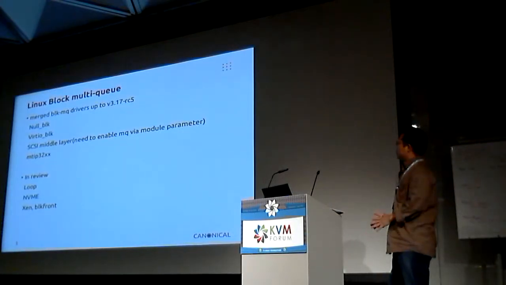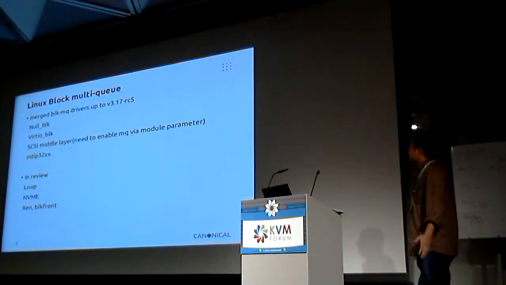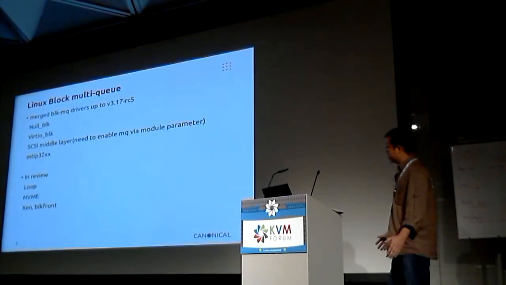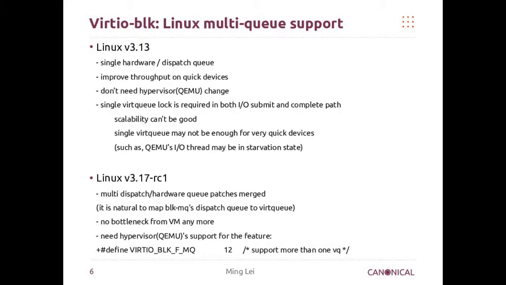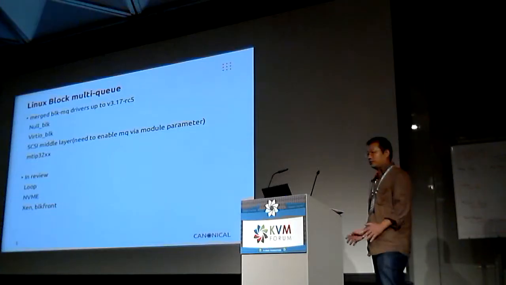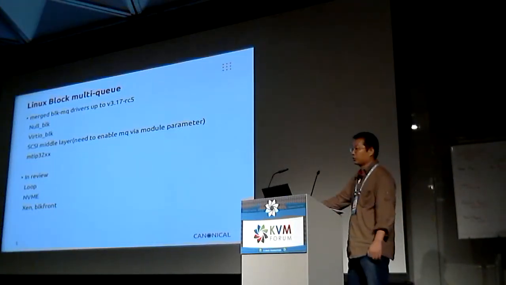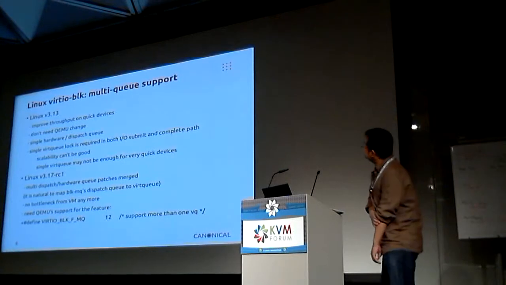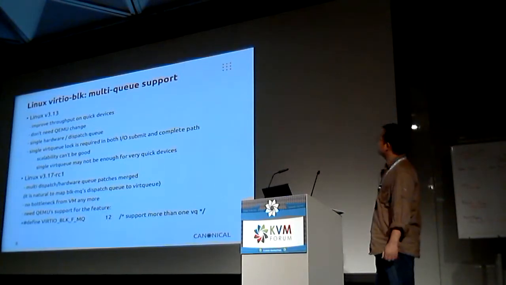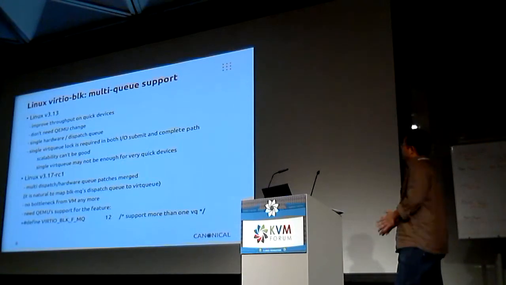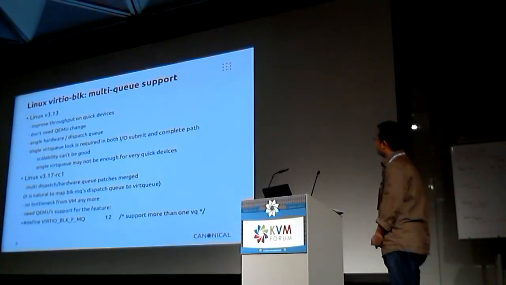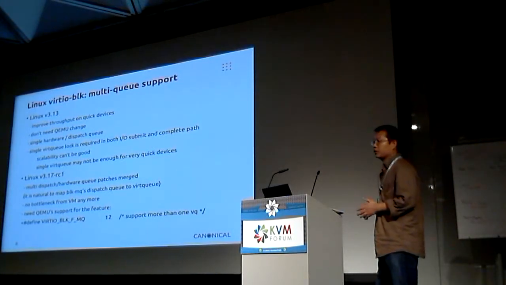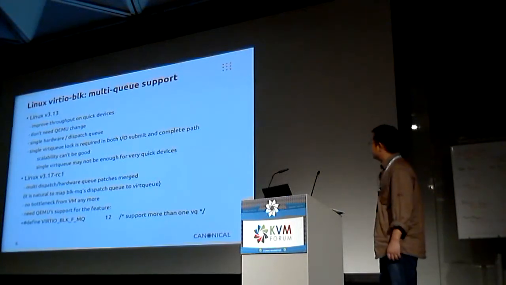Currently, the null block, virtio block, the SCSI middle layer and MTIP32XX drivers have supported multi-queue already, and loop, NVMe, and Xen are being reviewed for multi-queue support. The virtio block multi-queue is merged to Linux 3.13. With multi-queue support, the throughput can be improved, especially for some faster devices.